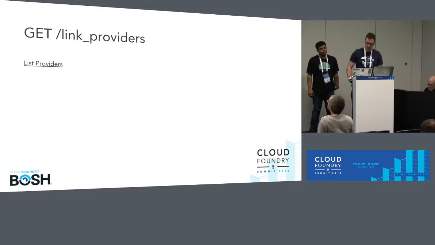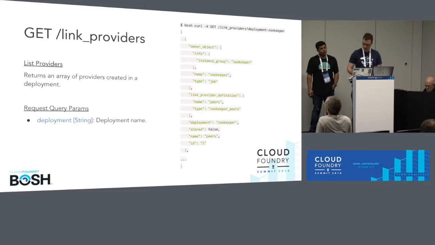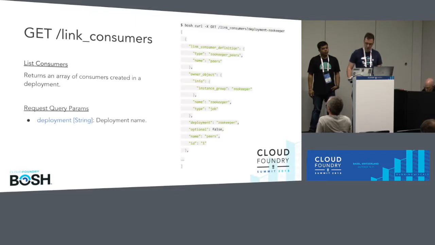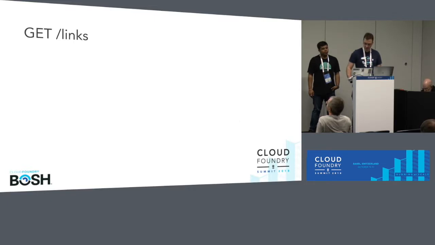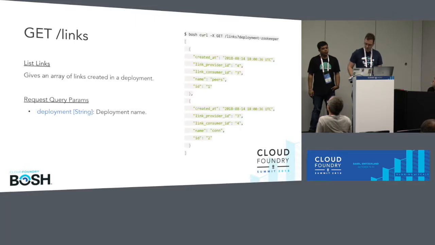So jumping into the first one, listing the link providers. In terms of request parameters, you provide your deployment name, and you would get a response similar to this, listing the providers and some metadata about them in that deployment. Similarly for consumers, the query parameters are again the deployment name, and you get a similar response about all the consumers within the deployment. The third endpoint is listing links. So within the deployment again, you get a response with metadata.